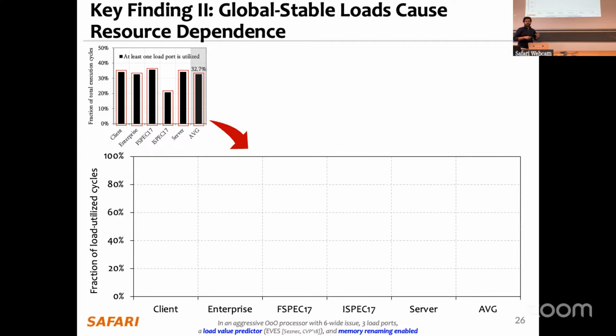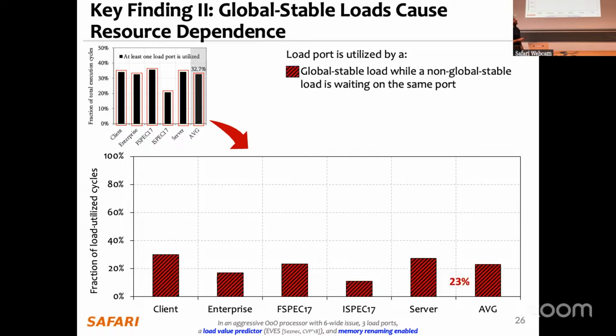And then if we try to break it down, again on the x-axis we are going to see the workloads, and on the y-axis we are going to see the load utilized cycles, meaning all of these. So that's going to be the 100% in this graph. What we saw is that 23% of the fraction of these 32%, so that's the combined fraction, those many cycles, we are seeing that it was a global stable load that took the load port, while there is a non-global stable load waiting on that port.